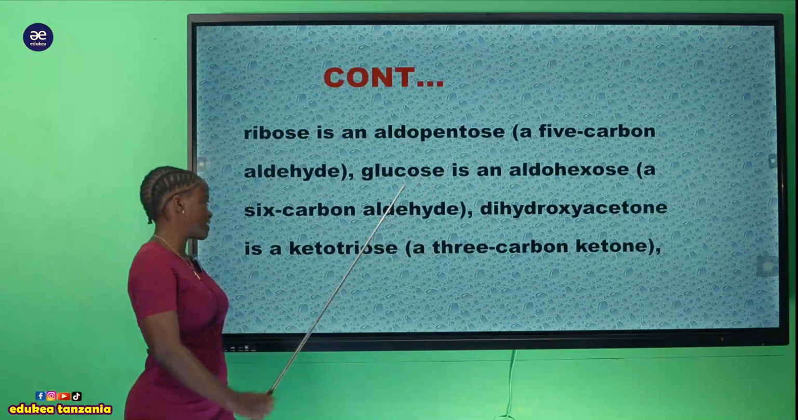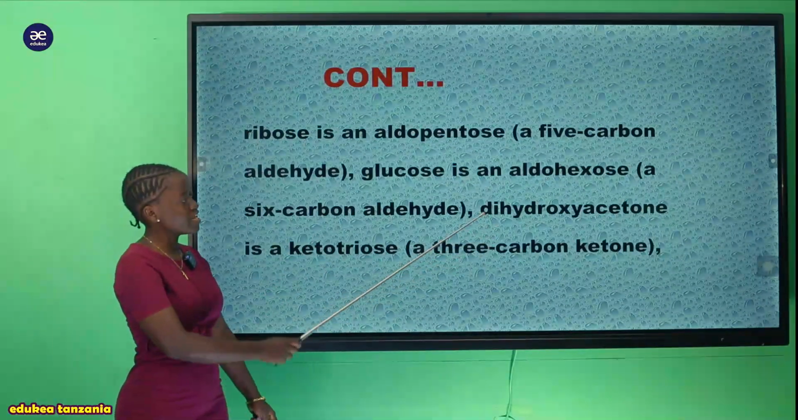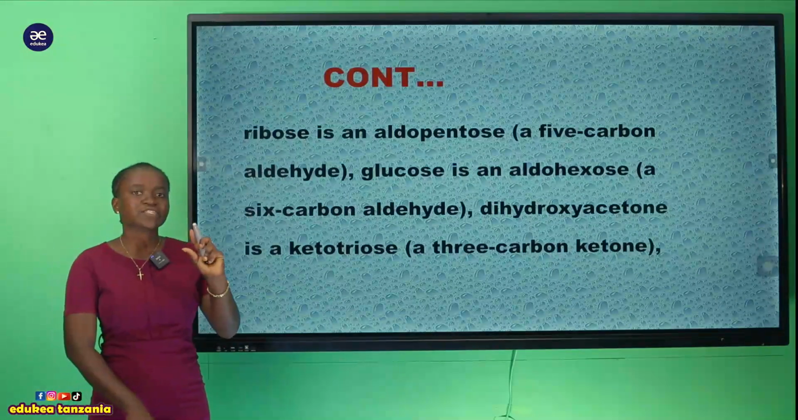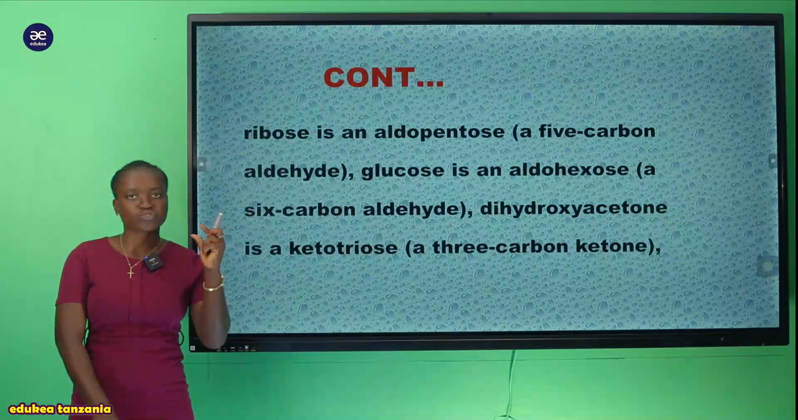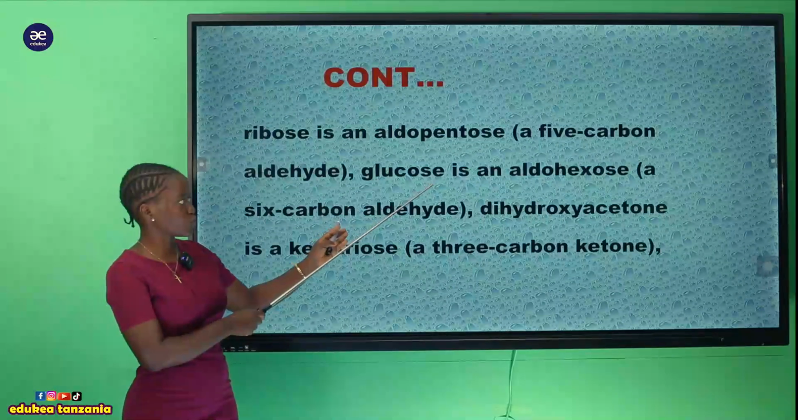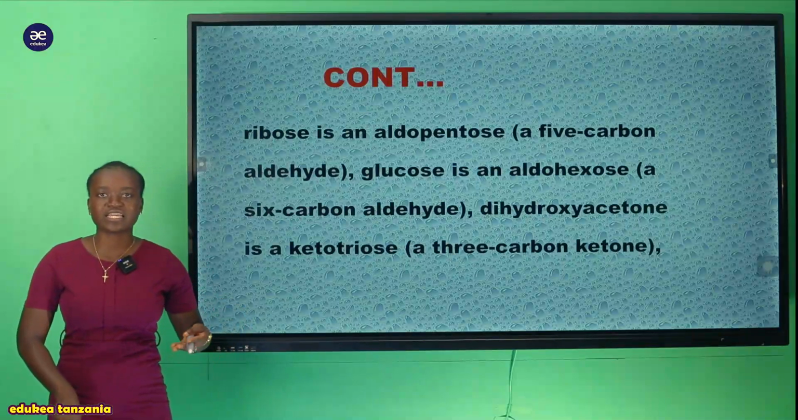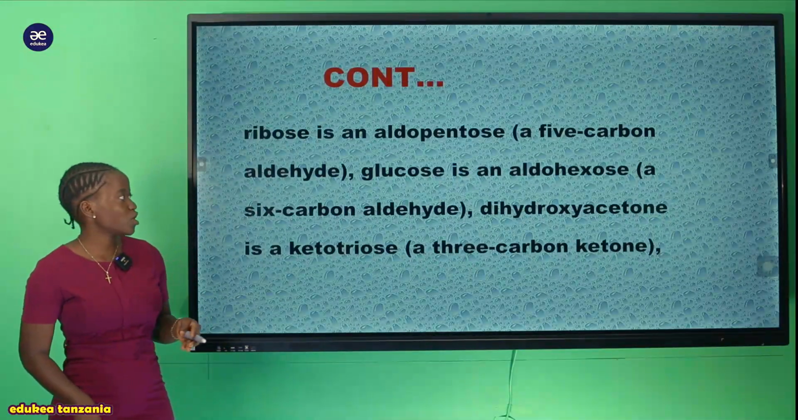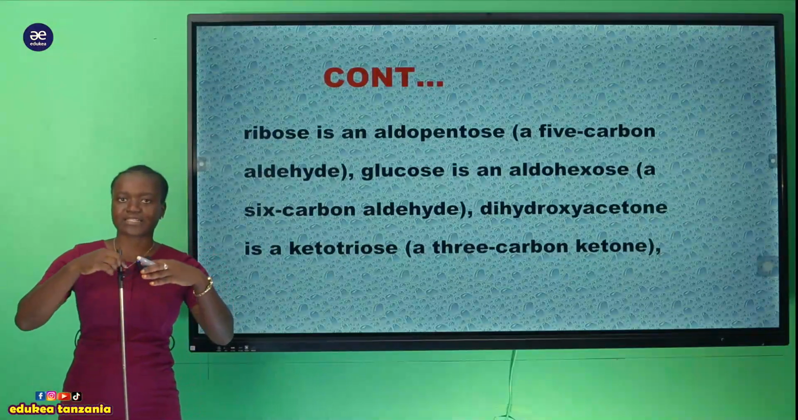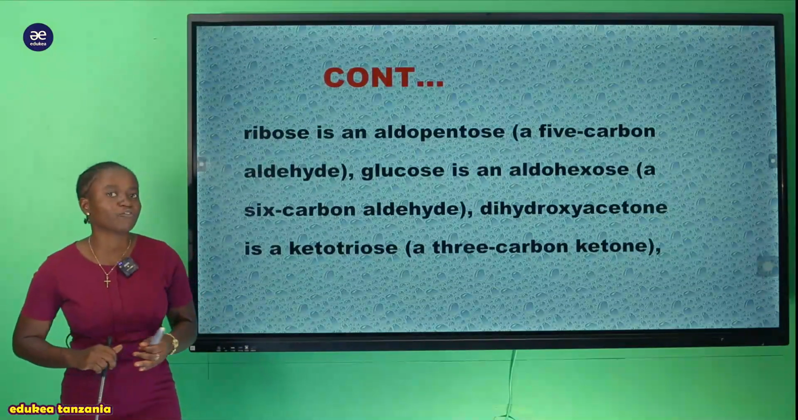Also we have hydroxyacetone, which is a ketotriose. It has 3 carbons and a ketone. So we have different kinds of structures that result from the combination of these two systems of classifying monosaccharides. You can see, for instance, glucose. Glucose is named from aldo, meaning that in the structure there is an aldehyde group, but it is also a 6 carbon compound. Ndio inakamilisha sasa zile system mbili zikiungana, ndipo ambapo inakuletea a complete structure, a complete name of monosaccharide.